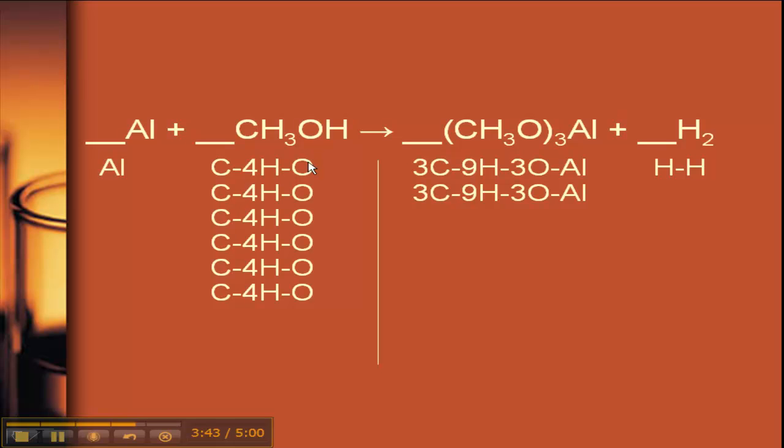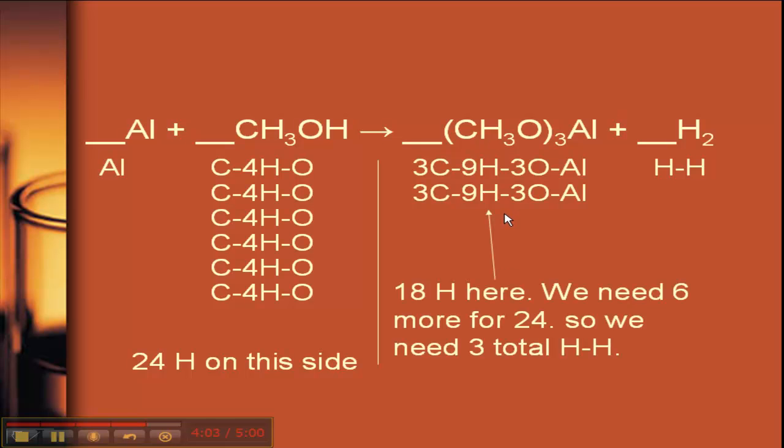Alright, so now if we count our oxygens, we have 1, 2, 3, 4, 5, 6 oxygens on our reactant side and 6 oxygens on our product side. So we've got to look at our hydrogens. We have 1, 2, 3, 4, 5, 6 times 4 is 24 H's. Okay? Now over here we have 18 H's in this compound. So that means we need 6 more to come from H2. So if we have a total of 3 H2s, then we have 24 total hydrogens.